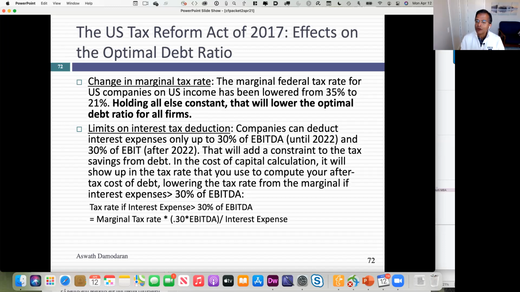And it also introduced a limit on interest expenses. It said interest expenses up to 30% of EBITDA could be tax deductible, but if they exceeded that, you'd lose the tax deduction. Both changes are going to make debt a less attractive option because they're taking away the primary benefit of borrowing money, right?